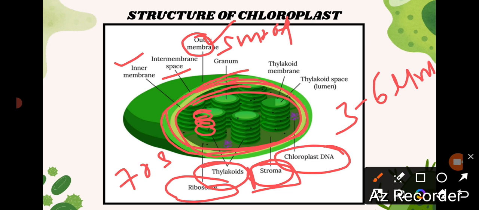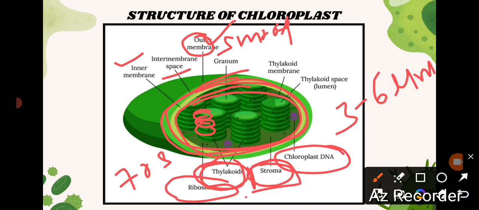So here you can think: what is the main function of this? It contains chlorophyll and other pigments. What is the main function of that? It captures the sunlight. And the light dependent reactions of photosynthesis mainly occur in the thylakoids.